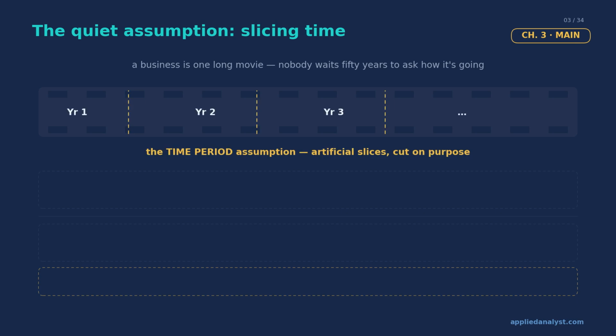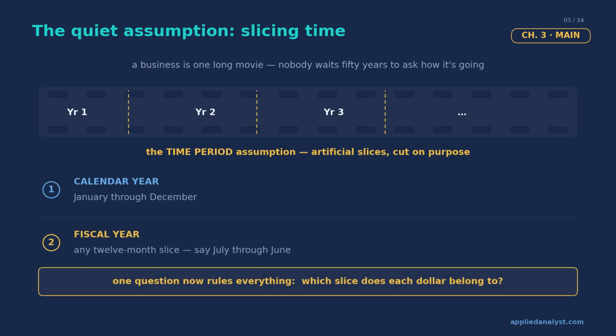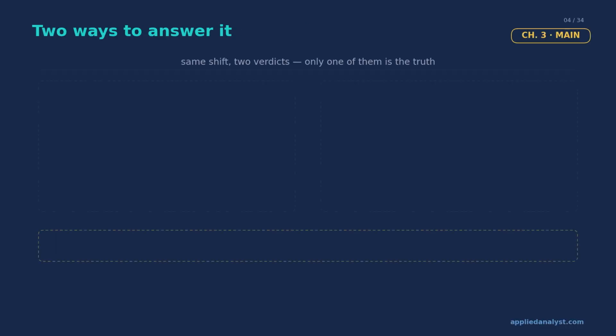A year that runs January through December is a calendar year. Any other 12-month slice, say July through June, is a fiscal year. And the moment you slice time, one question rules everything. Which slice does each dollar belong to? Two ways to answer it.